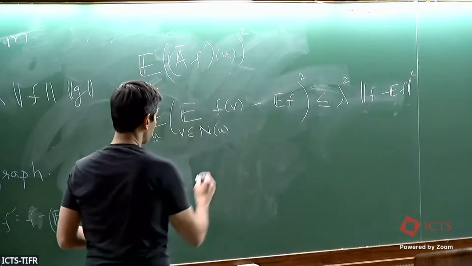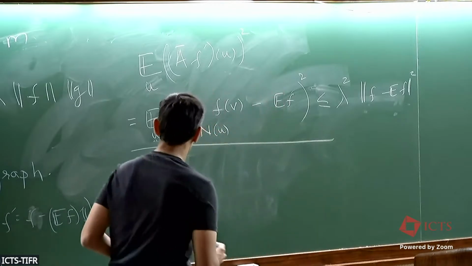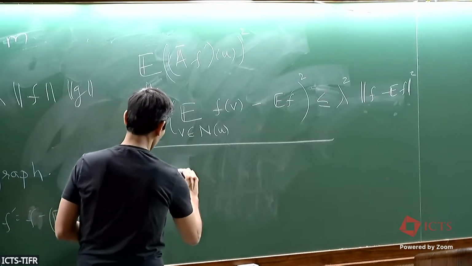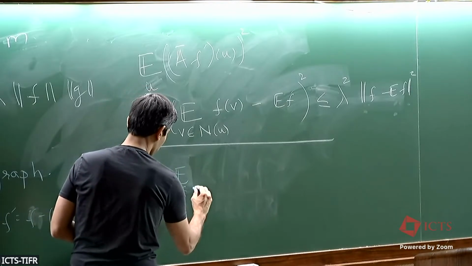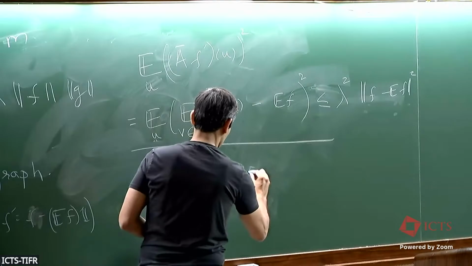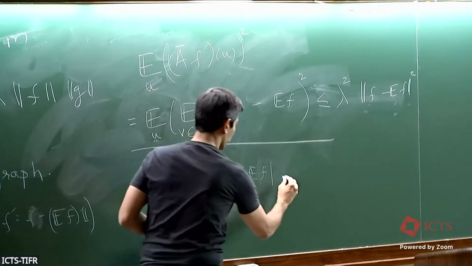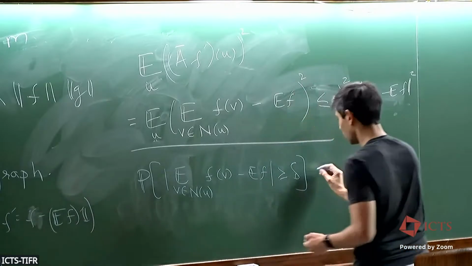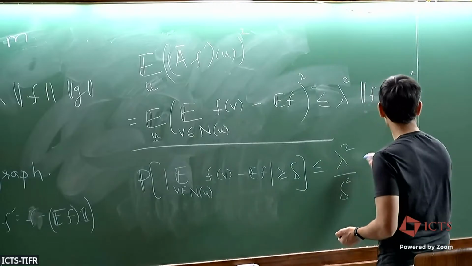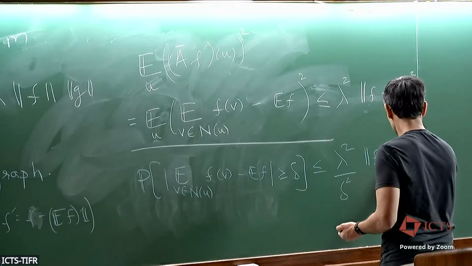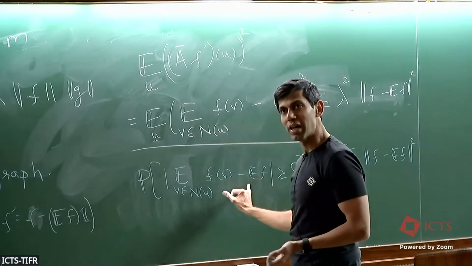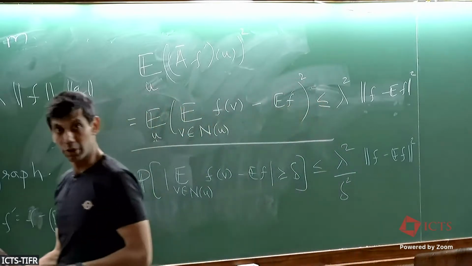So this is an expectation. And if I want to write down the probability that the average of f over the neighbors minus the global expectation of f is larger than delta, then this is less than or equal to lambda squared divided by delta squared times whatever that was. So for any function, the local average just over neighbors looks very close to the global average.